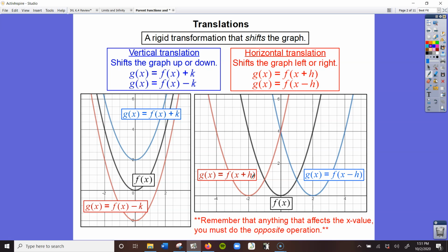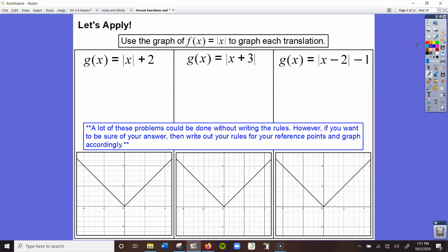If you're adding a number, anything inside the parentheses is going to do the opposite. So if you're adding, instead of us going to the right, it's really moving to the left. And if you're subtracting, instead of moving to the left, you're actually moving the function to the right. So let's look at how we would apply this.